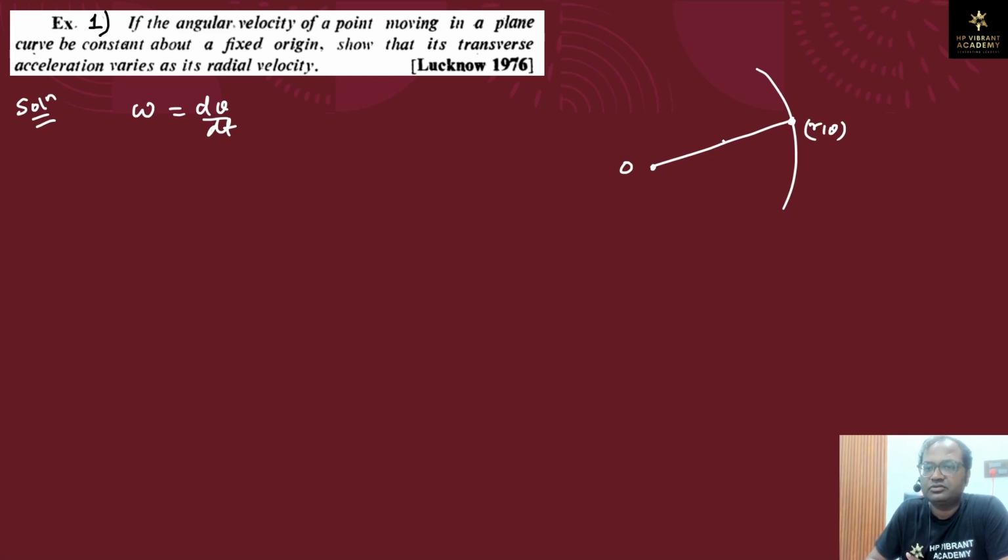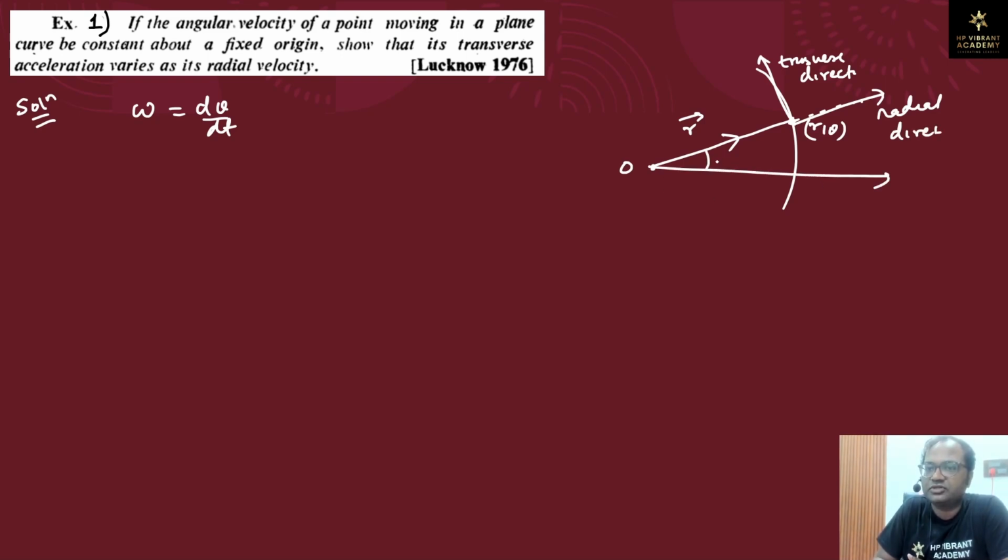This is our radial direction because it is along the position vector. The direction perpendicular to the radial direction is the transverse direction. This is our initial line, and the angle of inclination with respect to the initial line is theta. So this is our point P. What is given in the question is that the angular velocity of a point moving in a plane curve is constant about the fixed origin.